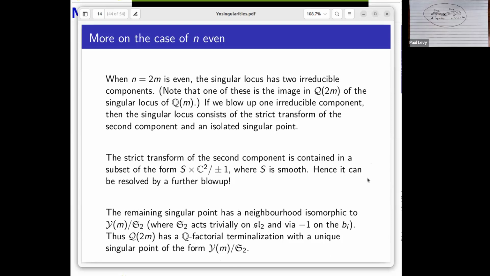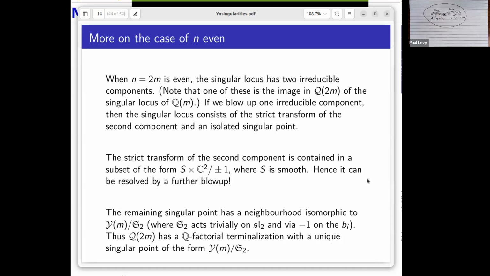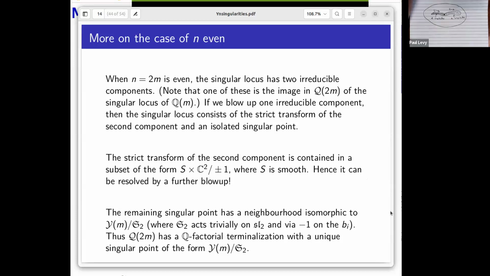So I guess the question is, what is happening? Is it obvious this singularity is Q-factorial? No. Why? How do I know it's Q-factorial?